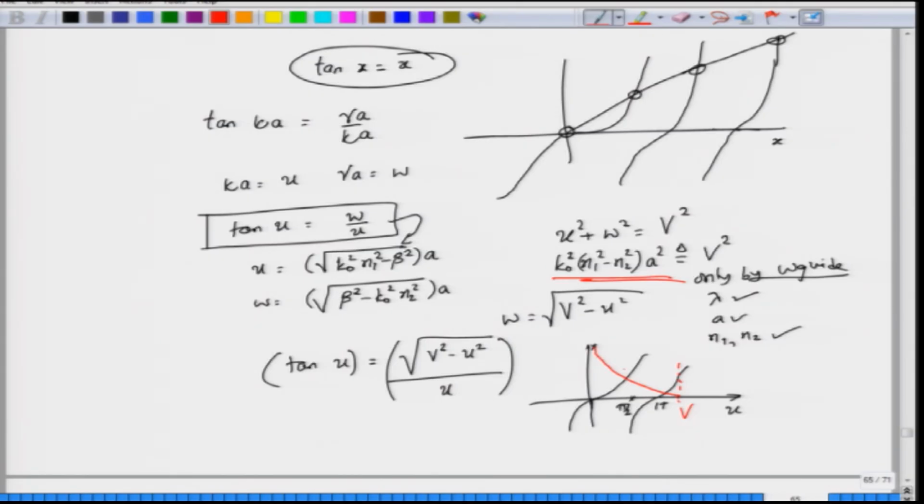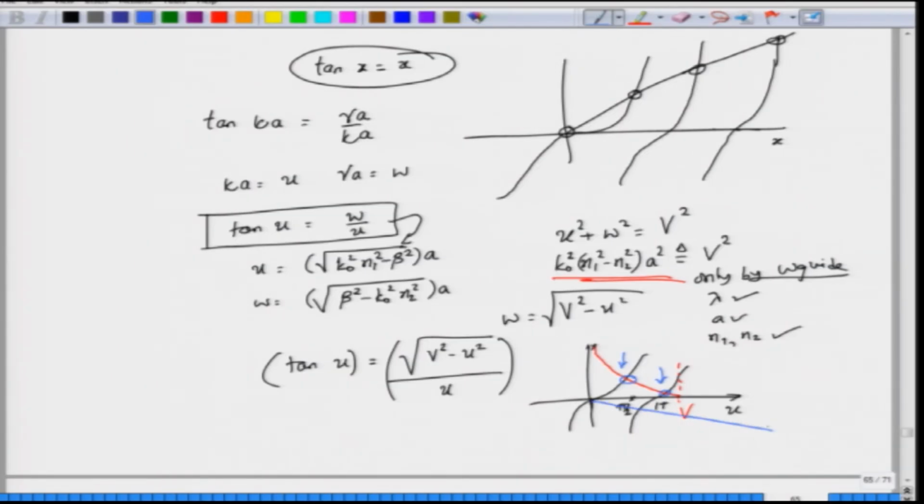You see 2 intersections. One intersection here corresponds to the fundamental mode that would be propagating, and this next one is called the higher order mode that would be propagating. So, in fact, you get multiple modes which are propagating. The first intersection will be denoted as TE1 mode, the next one will be denoted as TE2 mode and so on, and these are all the even modes that we have considered.